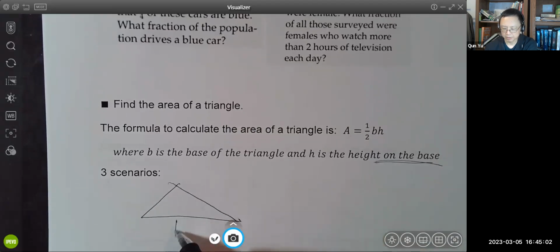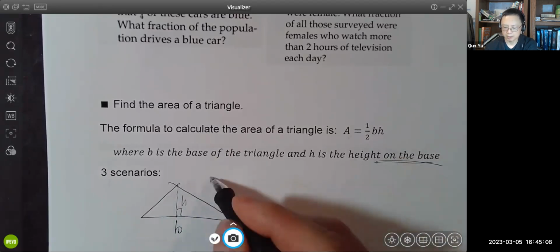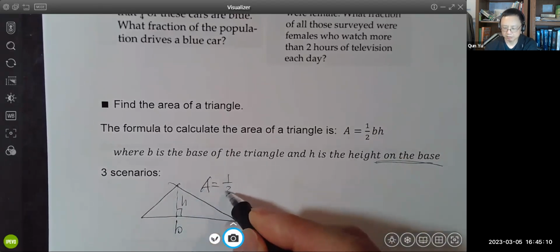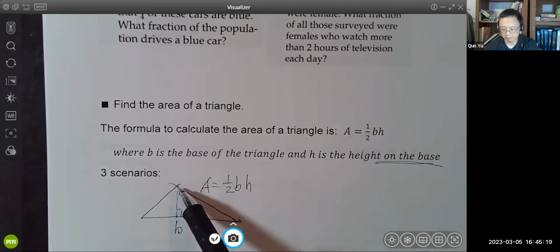Suppose this is our b, and this is our h. And this is where you can use the formula, area equals half times b times h. The requirement is that this h has to be on this base you use. Any one of the 3 sides can serve as a base, but your height has to be on the base. In other words, the height has to be perpendicular to the base.